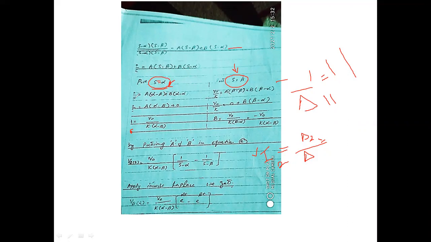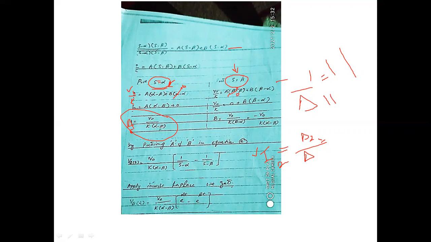So 1 is equal to a into alpha minus beta plus b into alpha minus alpha, this will be 0. So a will be equal to v naught over k into alpha minus beta. This is a, and here on the right side we have calculated the b. V naught over k is equal to this. V naught over k is equal to a into beta minus beta, which will be 0, plus b into beta minus alpha.